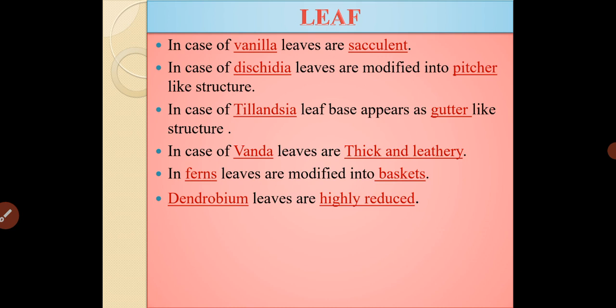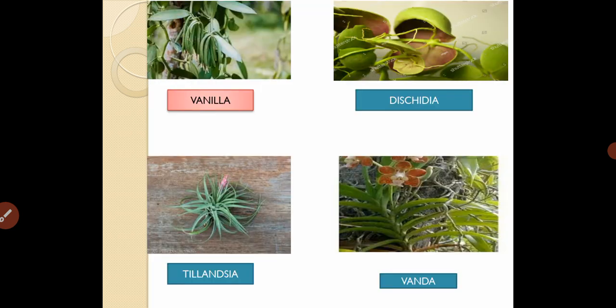In the leaf of epiphytes, many modifications are seen. Vanilla exhibits a succulent leaf. In Discidia, the leaf is modified into a pitcher-like structure. In Tillandsia, the leaf base appears gutter-like. In Vanda, thick and leathery leaves are present. In the ferns, the leaves are modified into baskets. In Dendrobium, the leaves are highly reduced.